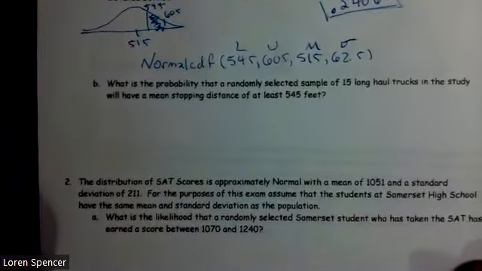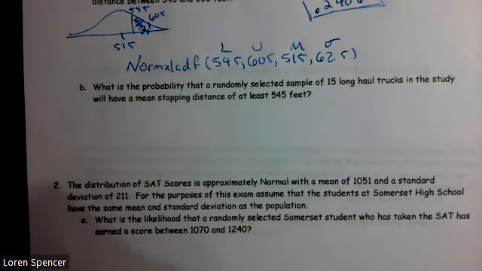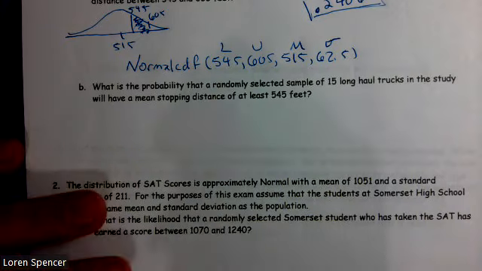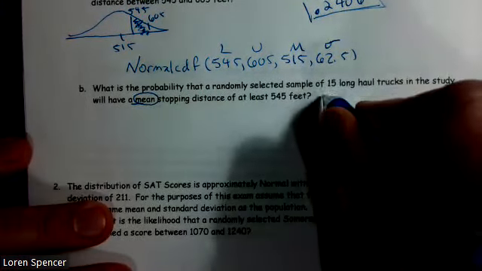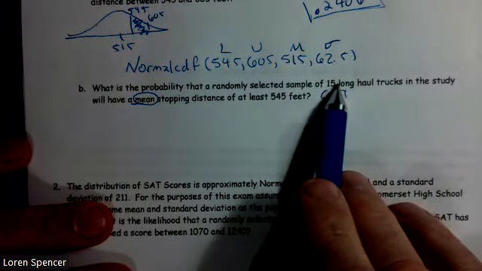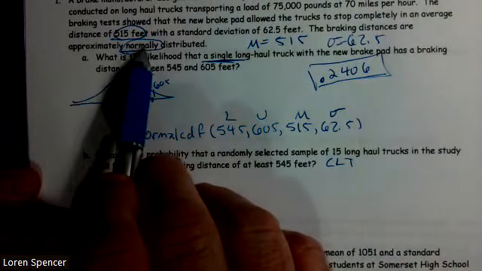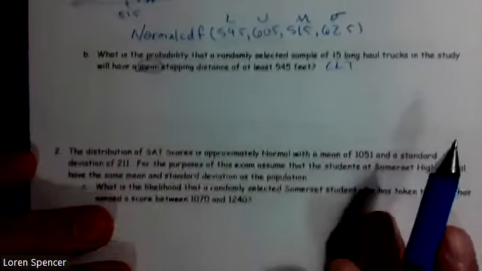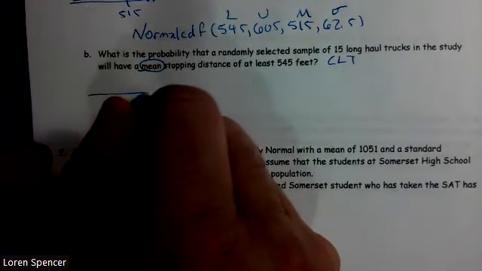So what is the probability that a randomly selected sample of 15 long haul trucks in the study will have a mean stopping distance of 545 or more? This tells me I'm using the distribution of the means, or CLT, because we're talking about the mean. Normally I'd need a sample size greater than 30, but my sample size is only 15. But I can still use it because they told us before that it's normal. Because it's normal, I'm still good to go. All right, so let's draw the picture.